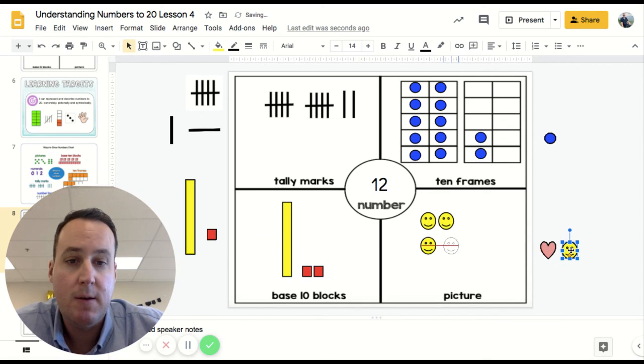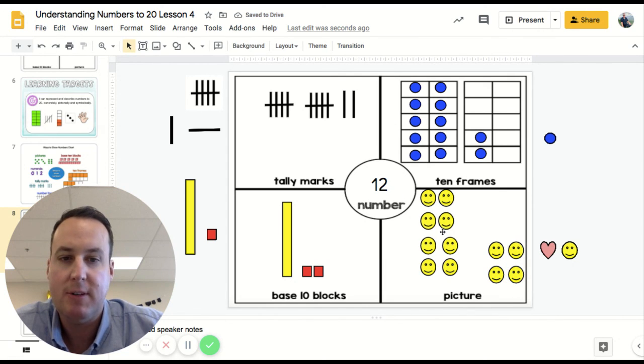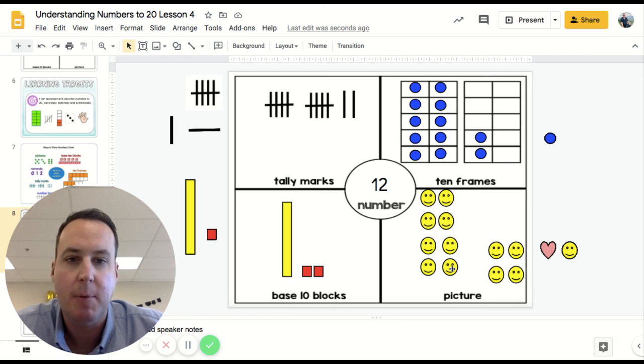3, 4, 5, 6, 7, 8, 9, 10, 11, 12. Notice because I group them in pairs, it's now really easy for me to count them and double check my work. I'm going to count by 2s. 2, 4, 6, 8, 10, 12.